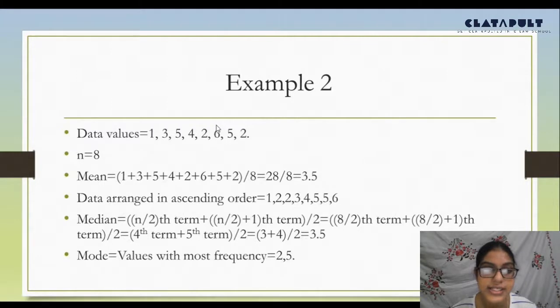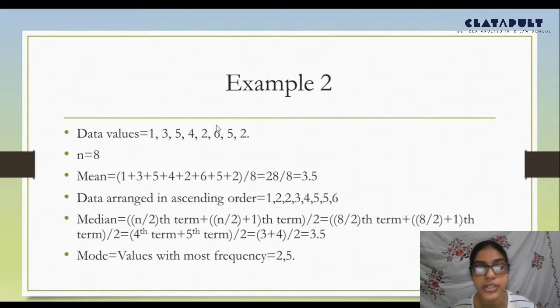Let the data values in this case be 1, 3, 5, 4, 2, 6, 5, 2. So there are 8 values. N is equal to 8. The mean, again putting it in the same formula, will be 1 plus 3 plus 5 plus 4 plus 2 plus 6 plus 5 plus 2 divided by 8, which is 3.5 as the calculation has been given in the presentation itself. We now arrange the data in ascending order.